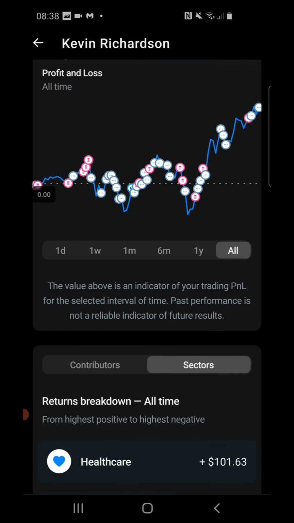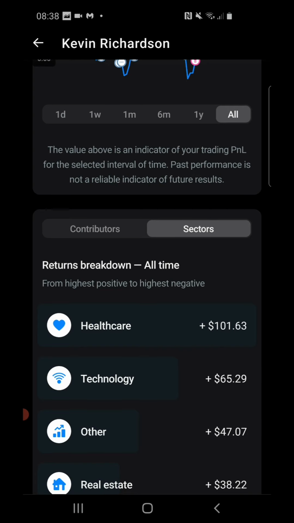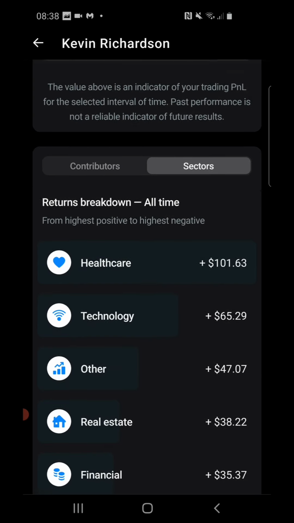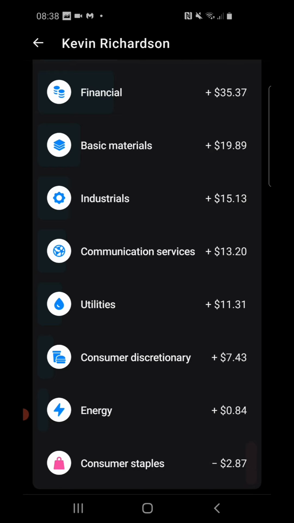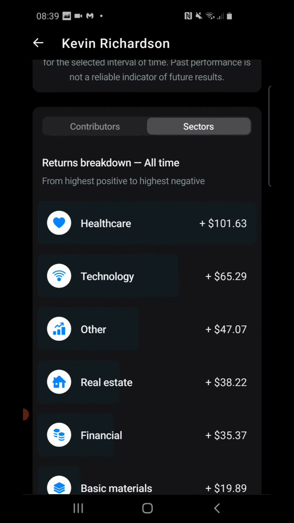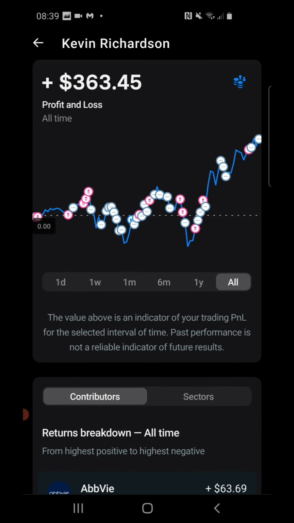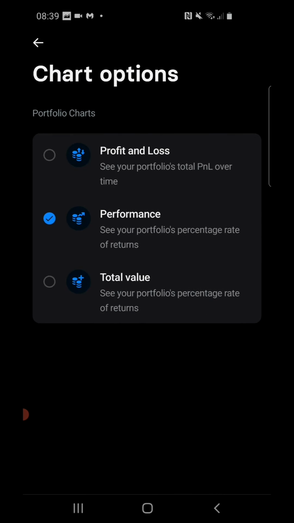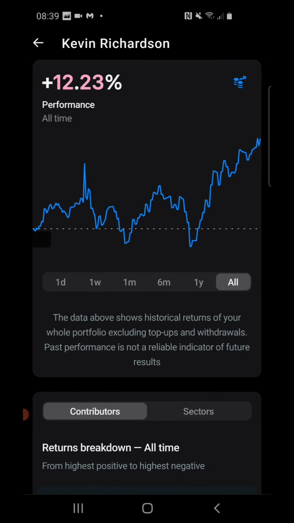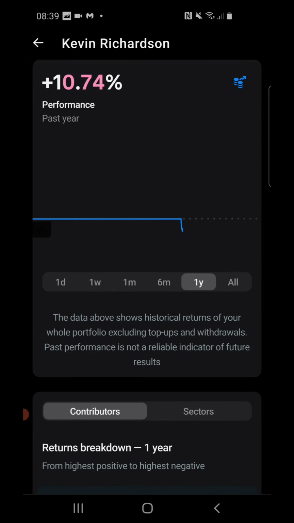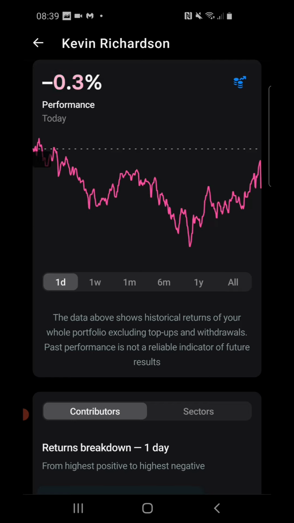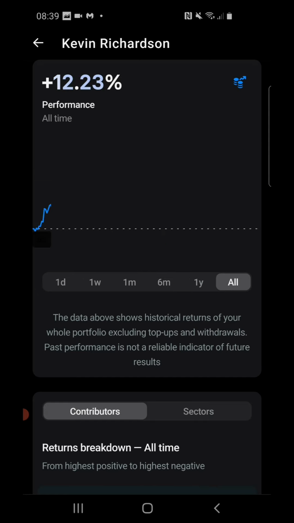We can also look at sectors. So healthcare is my best performing sector, technology's there. My worst performing sector is consumer staples. So that's quite nice. So that's the profit and loss chart. If we look at the performance chart, it's very similar, but this time on a percentage basis. And again, you can change. So yesterday's $11 loss represented 0.03, so nothing to worry about there. So that's another nice chart and another nice way to look at it.